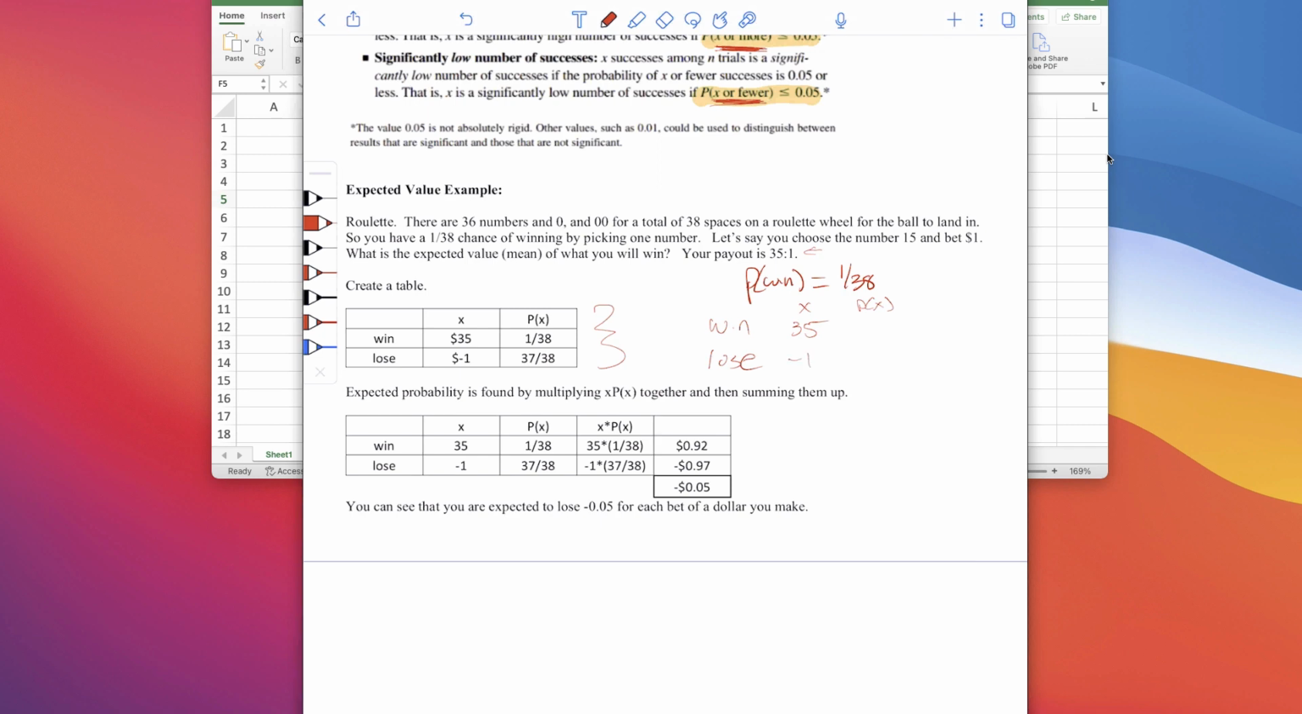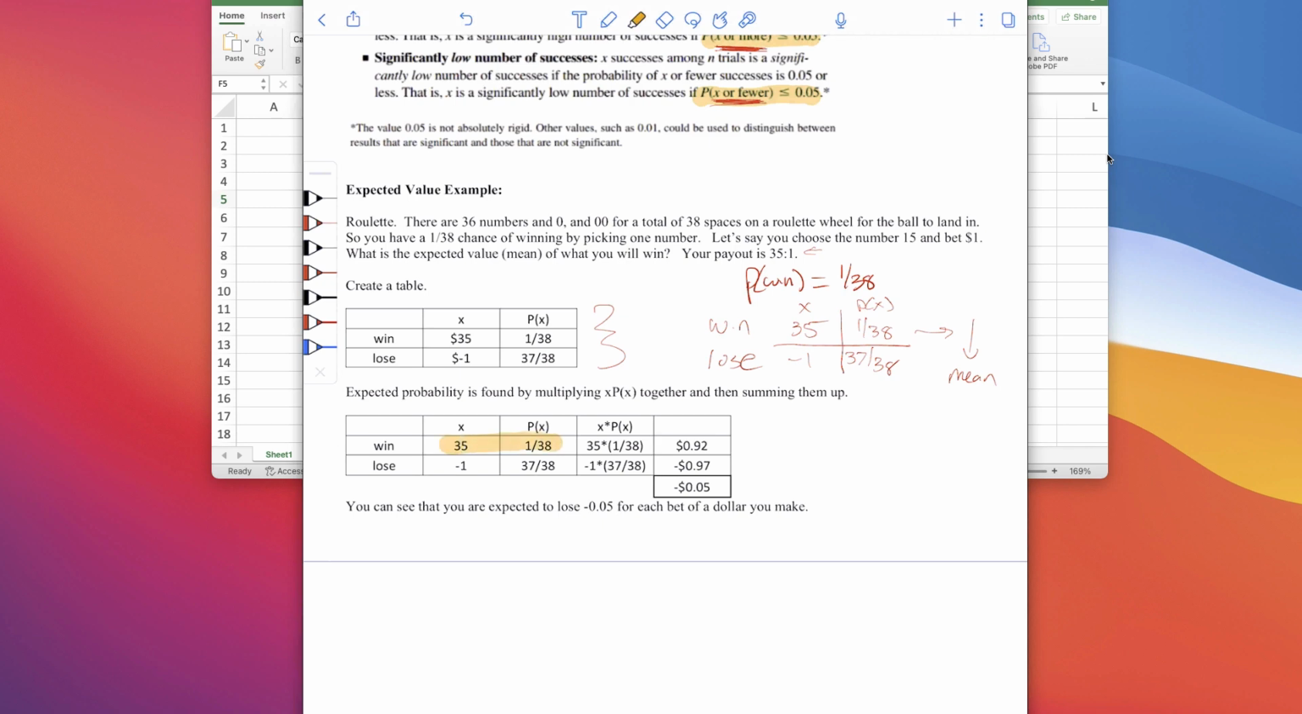So I'm creating this probability distribution. It's a little different with gambling. We're not just 1, 2, or 0 heads. This is win $35 and lose $1. The probability of winning was 1/38, as we already discussed, and the probability of losing was 37/38. So here's what it looks like. Then you multiply the numbers across and add down for the mean. That's what I'm showing you right here.